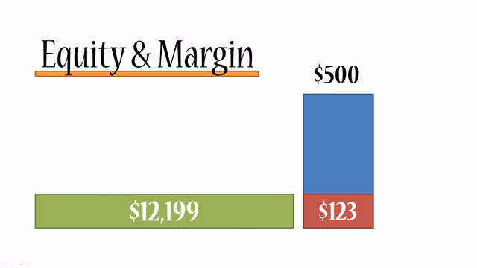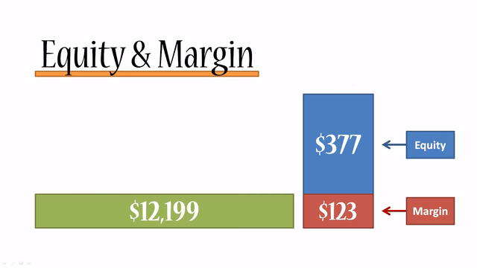The broker lends you $12,199, and so together the red and the green, they comprise the required amount of $12,322. This red amount is called the margin, as we discussed. The blue amount is 500 minus $123, and it's $377, and it's called the equity. Now, this is the initial setup as soon as you enter into the transaction.